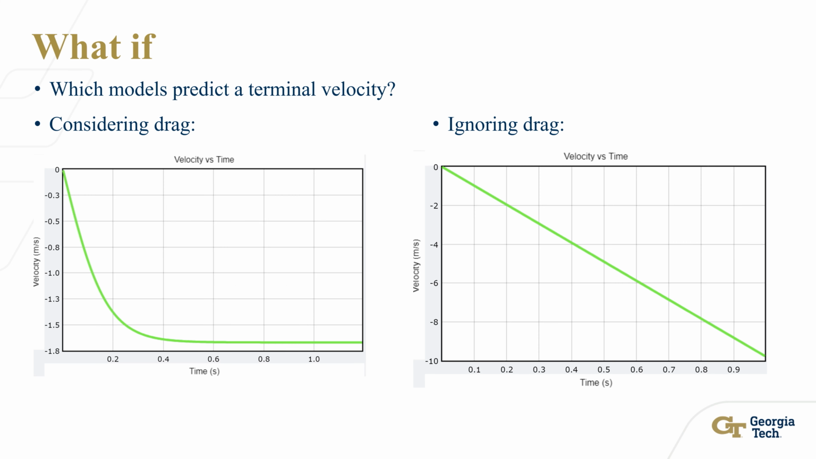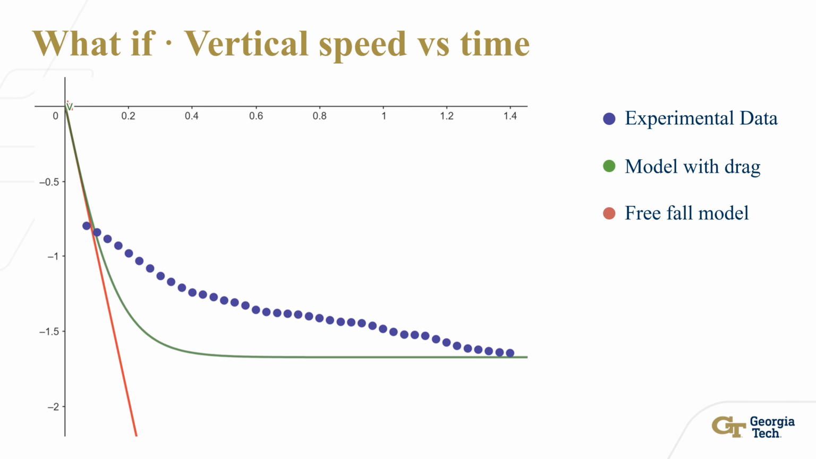Which models predict the terminal velocity? Now we plot the velocity versus time curves from the models, and we compare them to the real experimental data. Again, the experimental data and the model with drag follow a similar shape, whilst the freefall model quickly diverges from both curves and is completely straight.